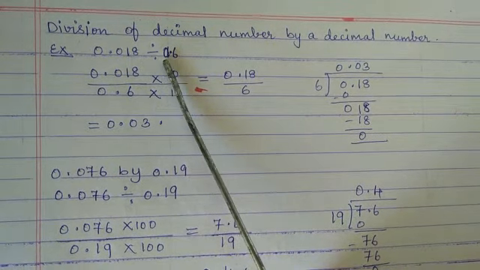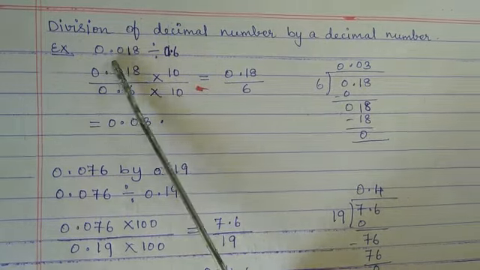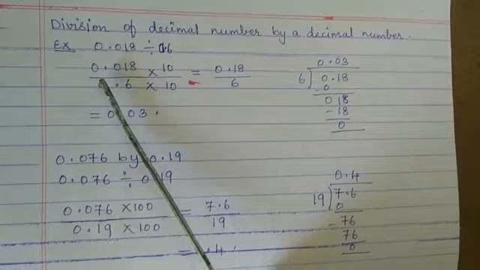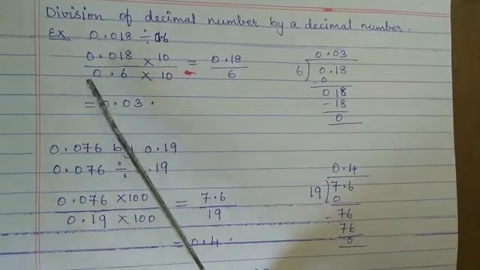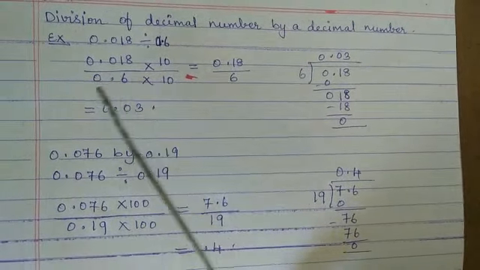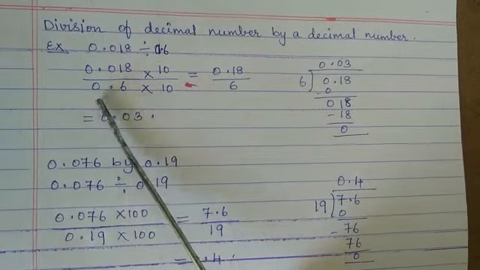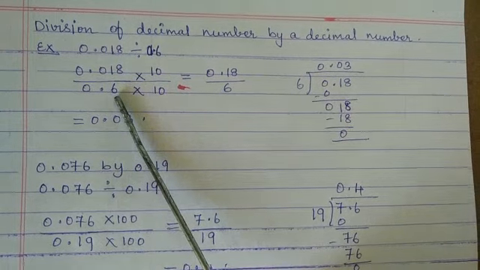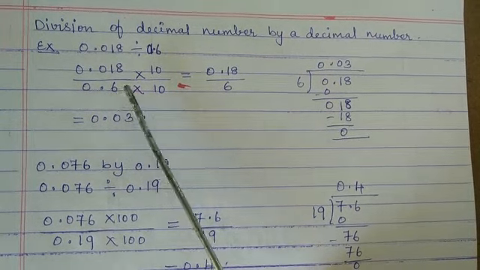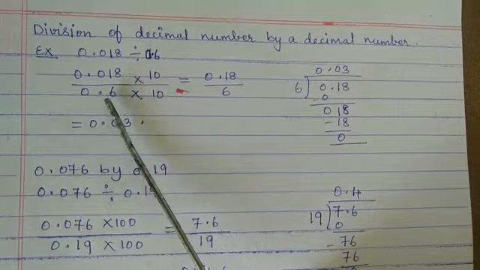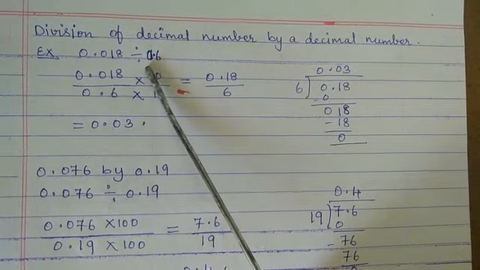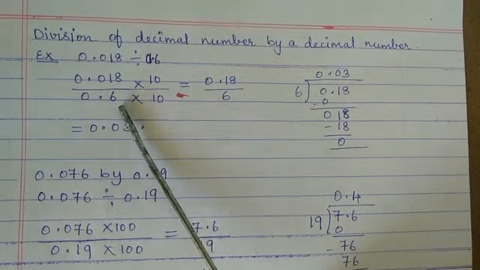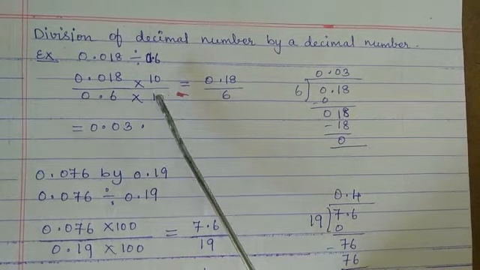0.018 divided by 0.6. Both are decimal numbers. Now we have to see the divisor. The divisor contains a decimal point, that is 0.6. So we have to convert the divisor into a whole number. Whenever you are doing any division, the divisor must be a whole number. So we have to multiply both numerator and denominator by 10, 10 by 10.